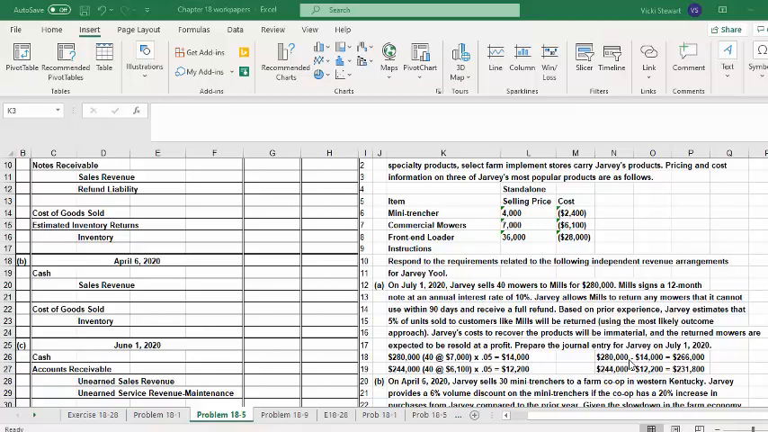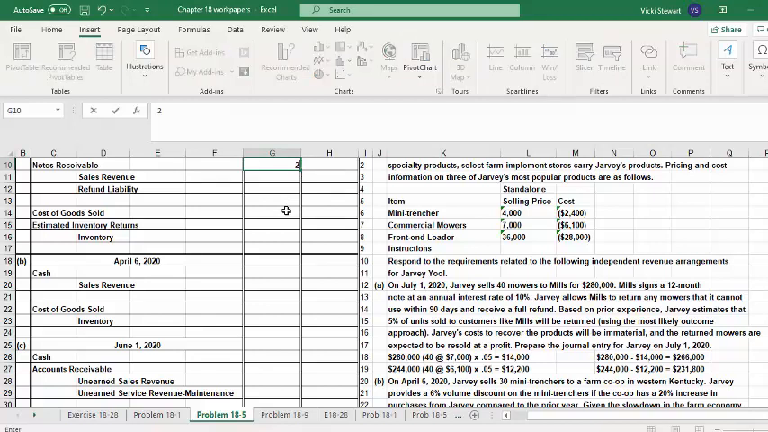So we take the total retail price, $280,000, we subtract the refund liability, and we're only going to record sales revenue for $266,000. We're also going to establish the amount of the estimated inventory returns by taking the total cost of the mowers, which is 40 times $6,100, $244,000, multiply that by 5%, and we get the estimated inventory returns of $12,200. We take the total cost of the mowers minus the estimated inventory returns of $12,200, and we get cost of goods sold of $231,800.